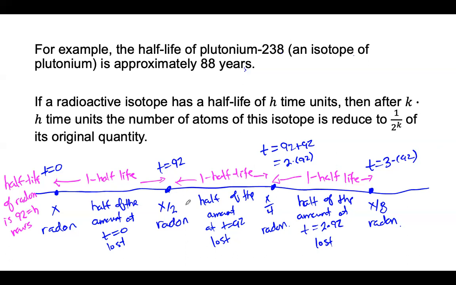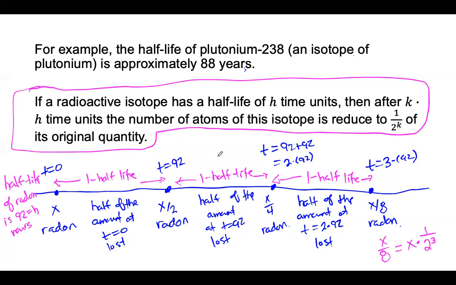From this diagram, you should be able to see the generalization and the pattern that's forming. Here we can see from 1 to 3 half-lives, x divided by 8 is x, the amount that we originally began with, times 1 over 2 to the power 3. They're the same thing. So we can see where this 1 over 2 to the k comes from.